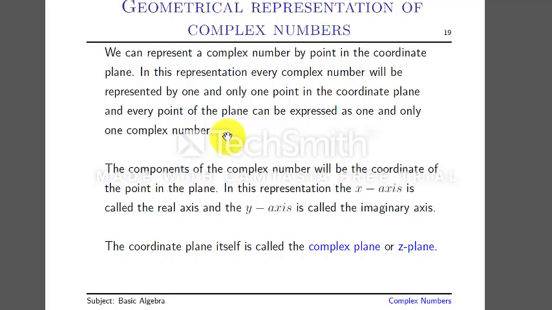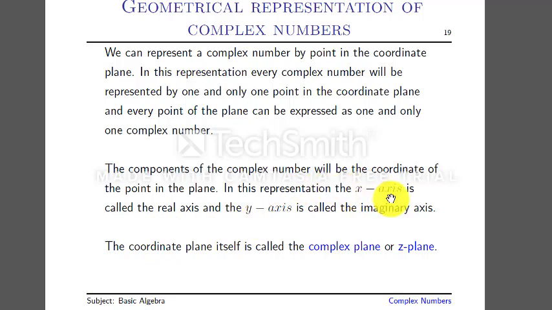So complex numbers are written in the form of ordered pairs, and ordered pairs are plotted in the Cartesian plane, or you can say the complex plane. The components of the complex number are the coordinates of the point in the plane. The real part and the imaginary part are the coordinates of the ordered pair in that plane. In this representation, the x-axis is called the real axis and the y-axis is called the imaginary axis. So the real part is labeled along the x-axis, and the imaginary part is labeled along the y-axis.